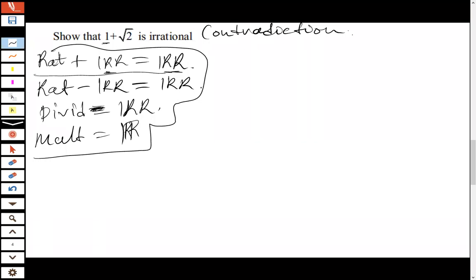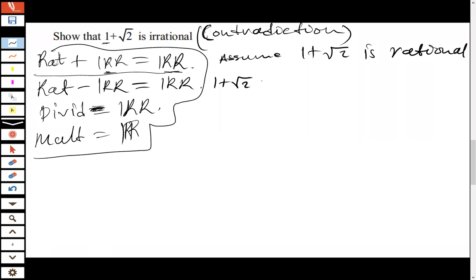When you're using contradiction, it means that you're going to make an assumption again. We assume that 1 plus the root of 2 is a rational number. If this is a rational number, it means that 1 plus the root of 2 can be expressed in the form A over B, where A and B are integers, and B should never be equal to 0. Then A and B should be co-prime factors. If we say co-prime factors, we mean that there shouldn't be any number that goes into both A and B. In short, they are in their lowest terms.